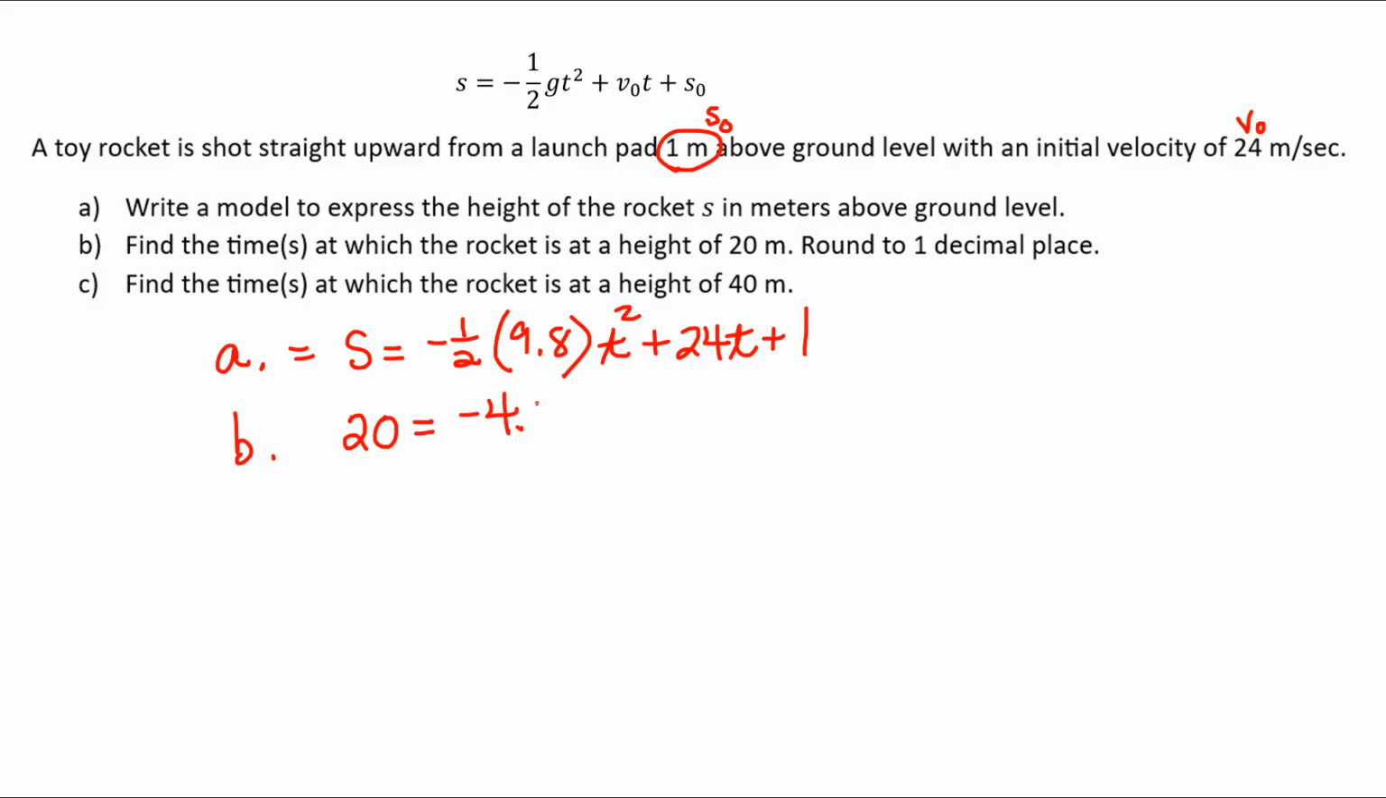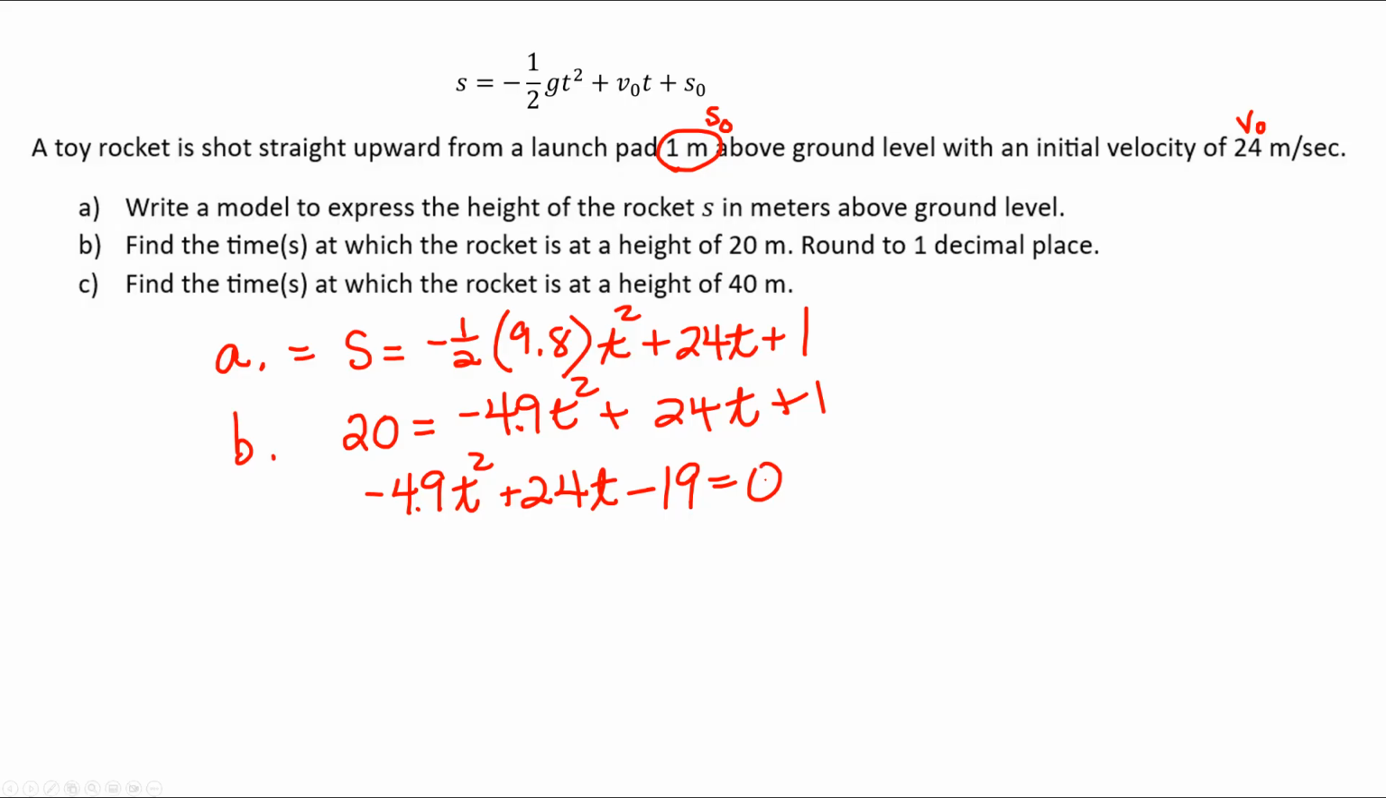So that's going to be negative 4.9 t squared plus 24t plus 1. Now I have a quadratic equation. I want to get everything on one side, so I'm going to subtract 20 on both sides, and I'm going to have negative 4.9 t squared plus 24t minus 19 equals 0. So I have this equation. I need to solve for t to find out when this happens. When is this toy rocket 20 feet above the ground? That's what I'm finding out. What time? How many seconds will have passed?